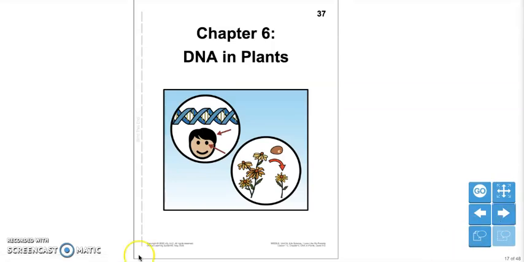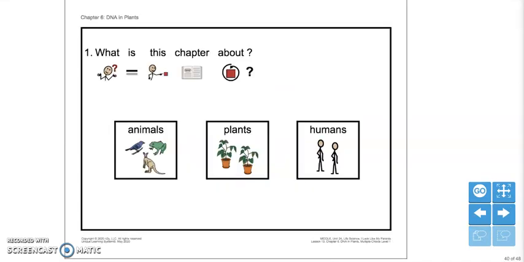Okay, so that was Chapter 6, DNA in Plants. Let's try answering some questions about the chapter. Question 1. What is this chapter about? Animals, plants, or humans? Plants. That's right. This chapter is about plants.